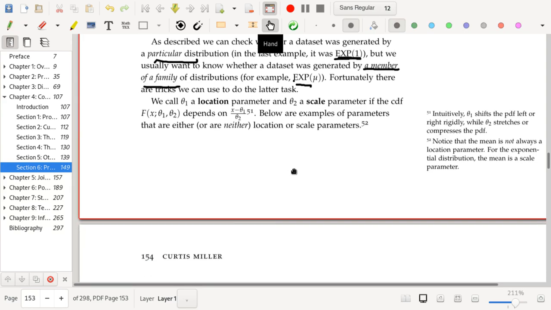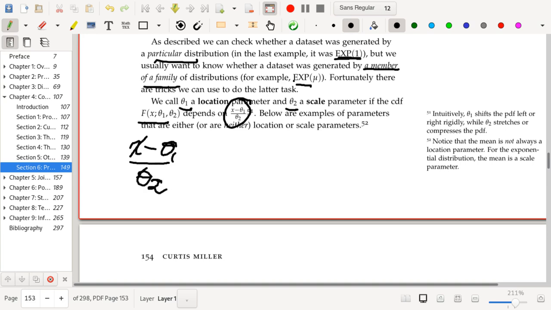If we say that theta 1 is a location parameter and theta 2 is a scale parameter in general, okay, so for starters, what are those parameters? What is a location scale? We say theta 1 is a location parameter and theta 2 is a scale parameter if the CDF depends on x minus theta 1 divided by theta 2. Intuitively, theta 1 is a parameter that will rigidly shift the distribution, and theta 2 is a parameter that will scale the distribution.